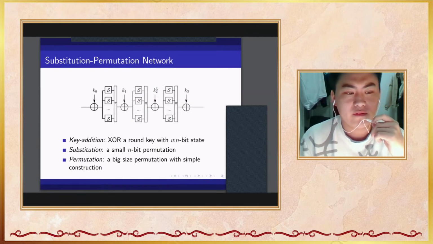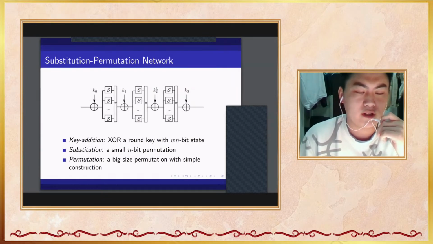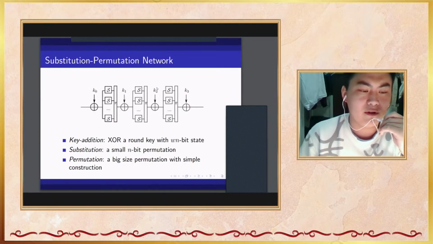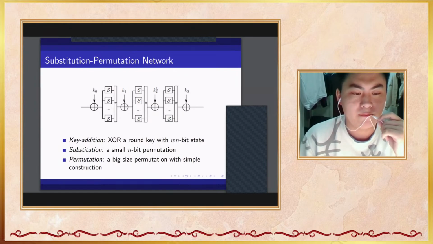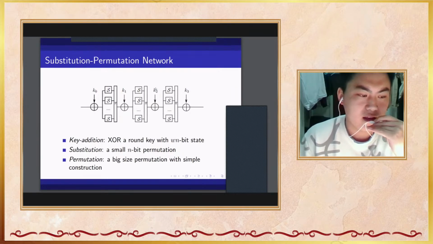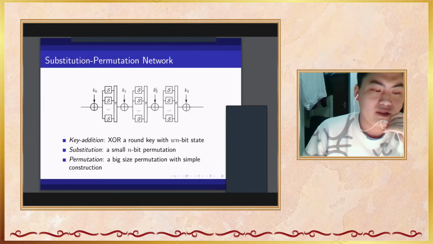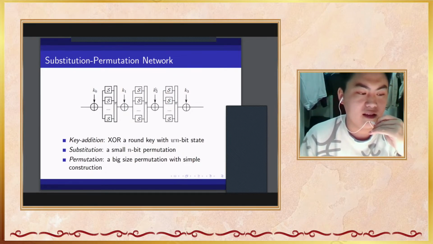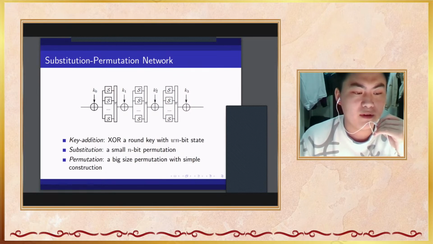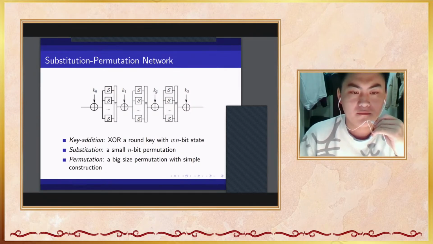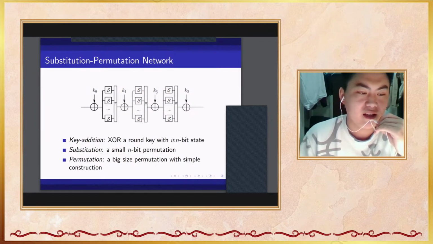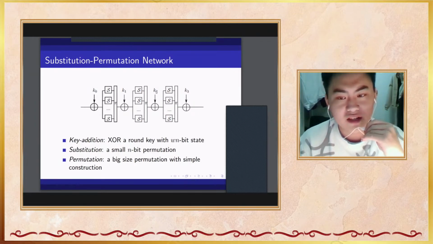First, let us introduce the definition of substitution permutation network. We call it SPN for short. Concretely, SPN yields a WN-bit block cipher by iterating the following three steps. The first is key addition, by XORing a round key with the WN-bit state. Second is substitution. It breaks down the WN-bit state into disjoint chunks of n bits and evaluates a small bit permutation, typically called an S-box, on each chunk. The last one is permutation. It applies a big permutation with simple construction.